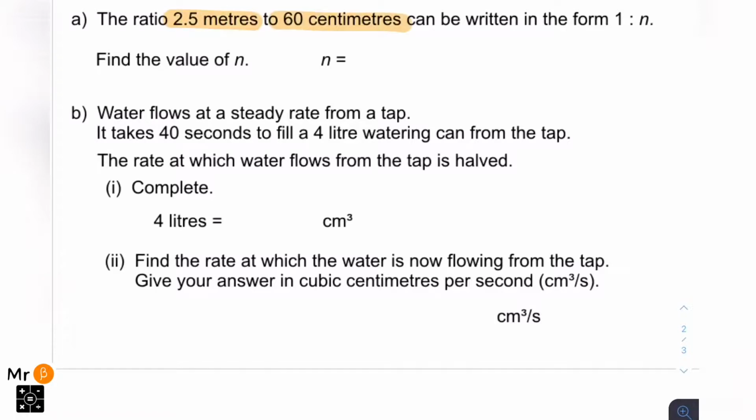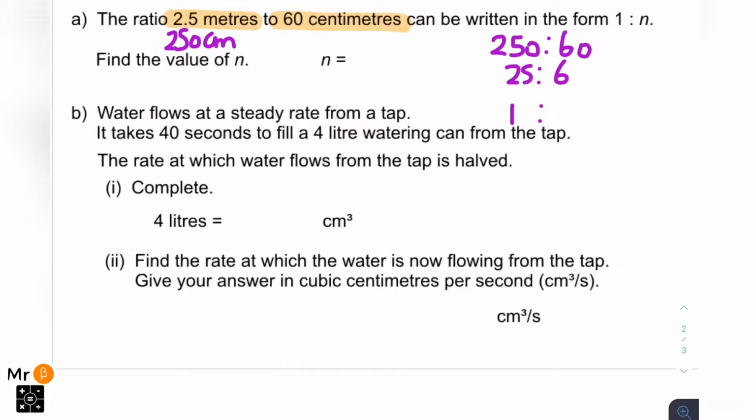Question 5, it tells you this ratio 2.5 metres to 60 centimetres. We need to make sure both units are consistent. So we're going to change metres into centimetres by timesing by 100. Now we can write this in the ratio. So 250 centimetres to 60 centimetres. It wants our left-hand side to be 1. So that's what we're aiming for. To begin with, I'm going to divide by 10. And we'd get this ratio 25 to 6.